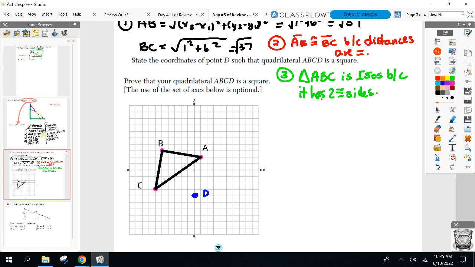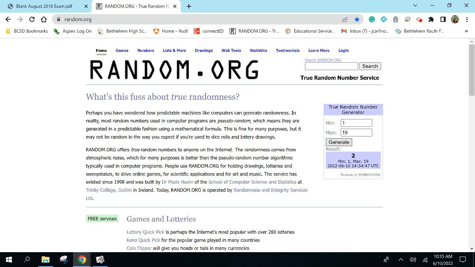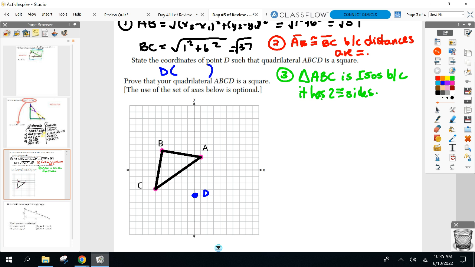Could I have done the same thing from B to C and done it from point A? Yeah, I could have. It's another way of doing it. Sure. So what's point D here? What is that coordinate? Just make sure we can read graphs correctly. What's that coordinate? 0, -4.